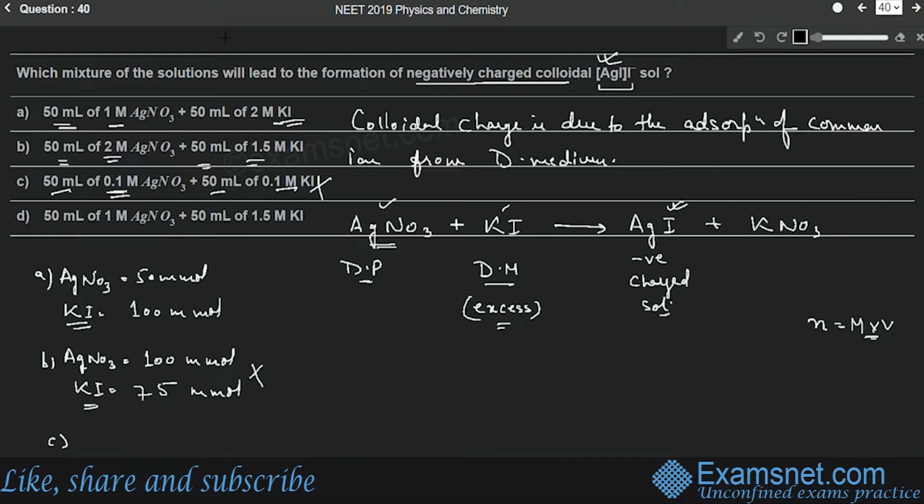In the last one, this is 50 ml of 1 molar and this is 50 ml of 1.5. So here also potassium iodide will be more, but it will be less as compared to the first case. Here we have 2, here we have only 1.5. So obviously the more negative charge will be in case of the first one. So option A will be the correct answer.